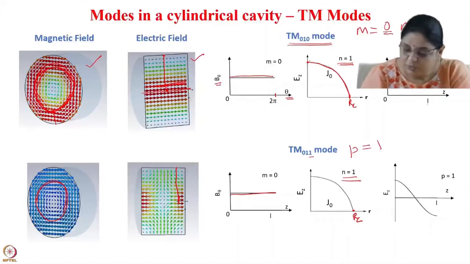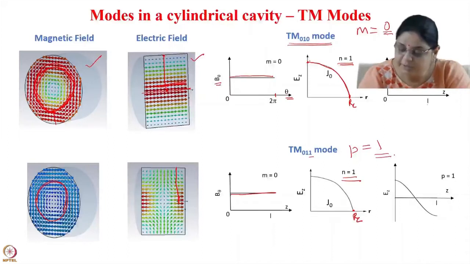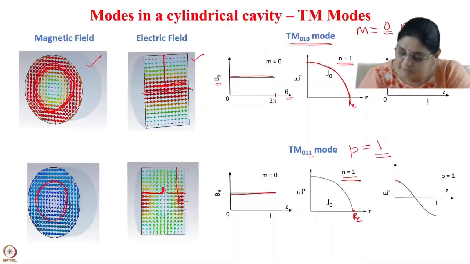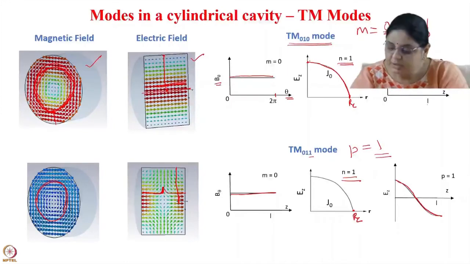So N is equal to 1, and now P is equal to 1. So you have 1/2 period variation in the field in the Z direction. So Ez, if you see Ez here, it is in one direction. Okay, in between Ez goes to 0. See, there is no component of Ez here. This is the radial component at the center. So there is this Ez component here. It goes to 0 here and then it is in the opposite direction. So you see here it is maximum in one direction, goes to 0 at the center and then maximum in the opposite direction.